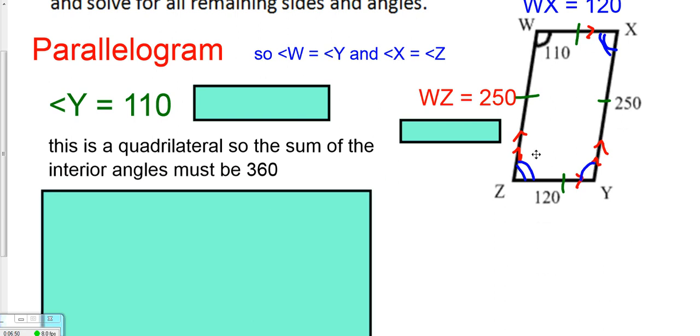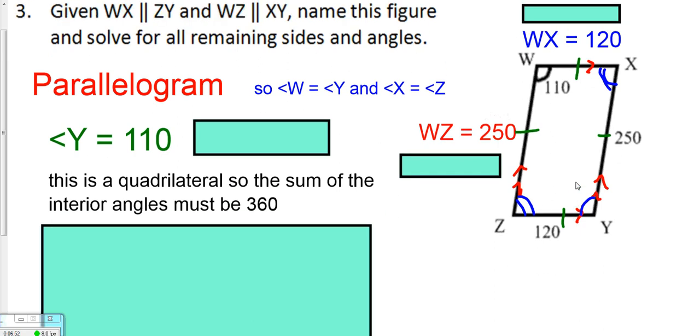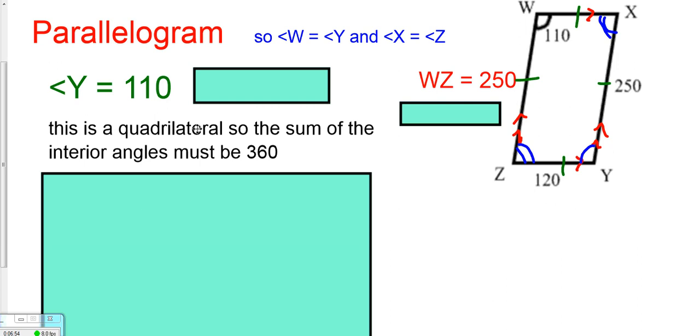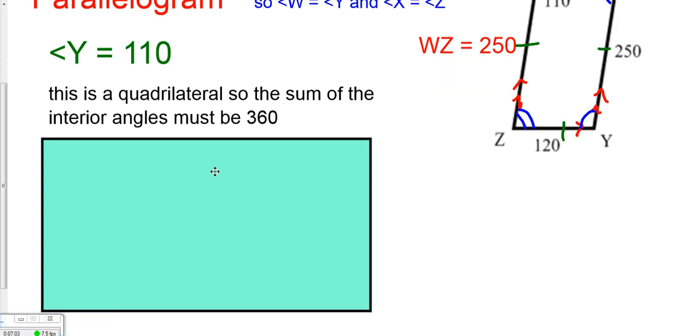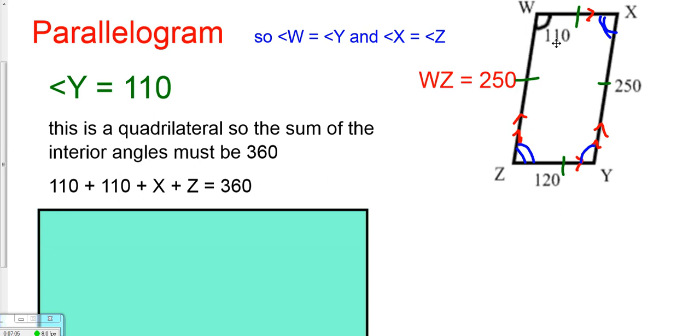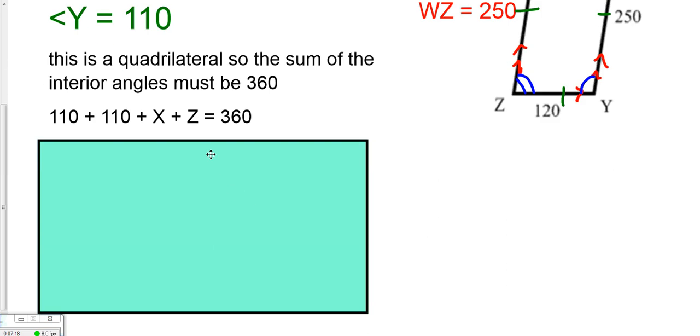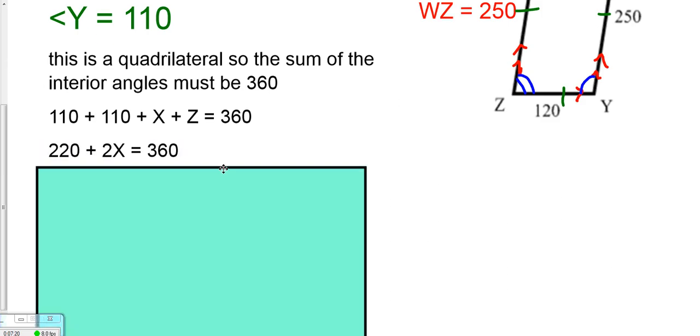To find X and Z, though, because it's a quadrilateral, all of these have to add up to 360 degrees. So we would say that 110 plus 110 plus angle X plus angle Z equals 360. We know that angle X equals angle Z because it's a parallelogram, so we can combine those together.